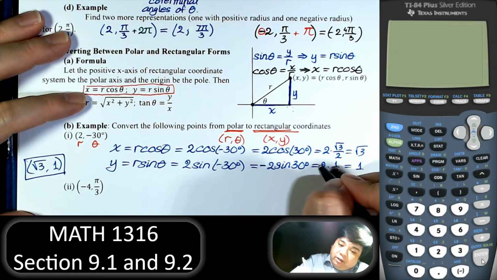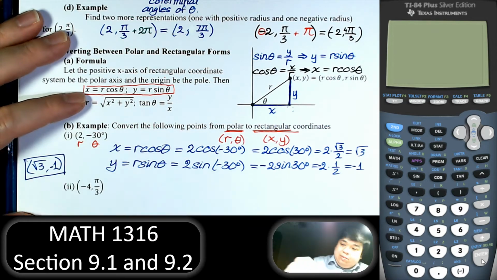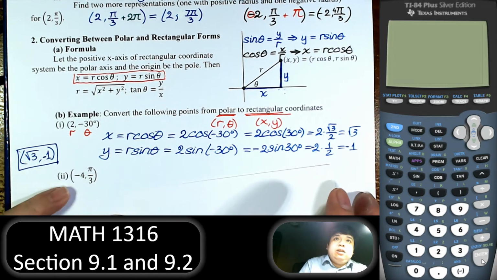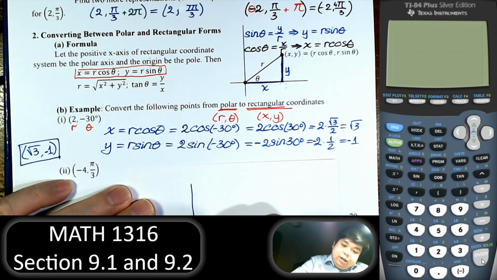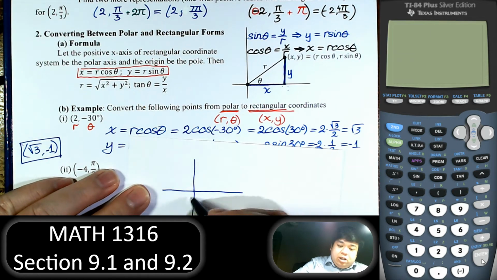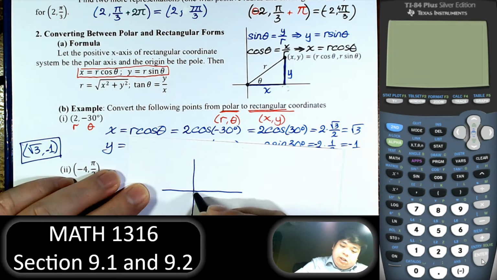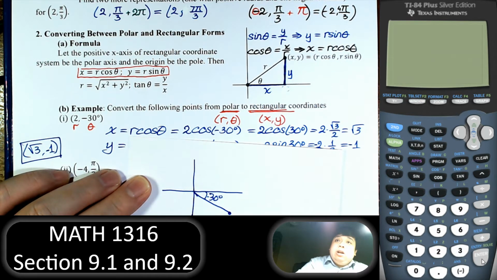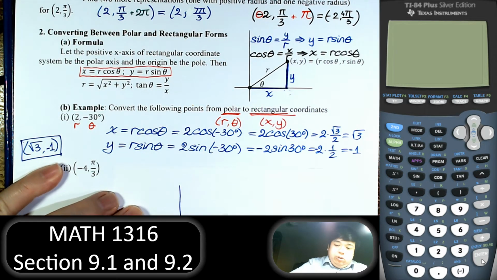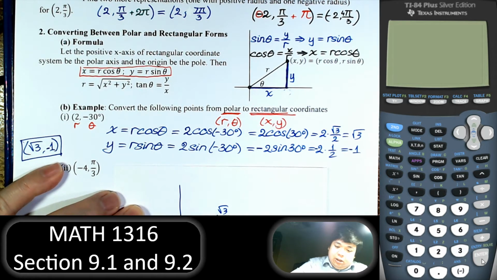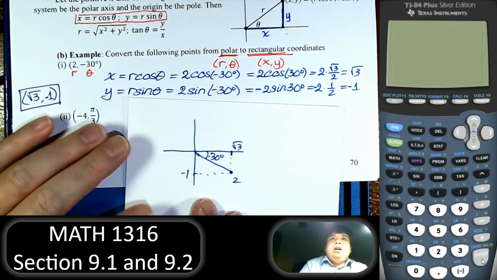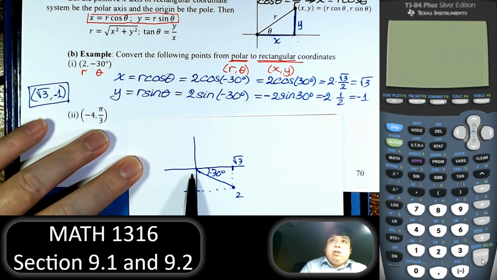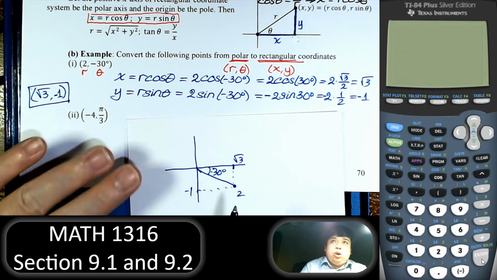Of course, I forgot the negative, did I? Right. So let's check. We have 2, so the radius is 2, and the angle is negative 30 degrees. So negative 30 degrees here, and then 2. The point we have is square root of 3 and negative 1. Yeah, so that looks right, right? Square root of 3, negative 1. So that's negative 30 degrees. Radius is 2, so that works.